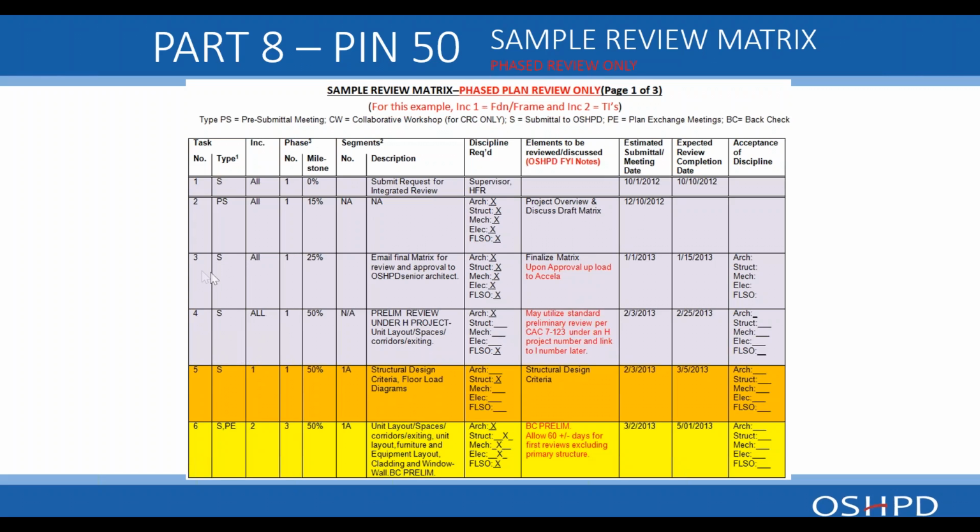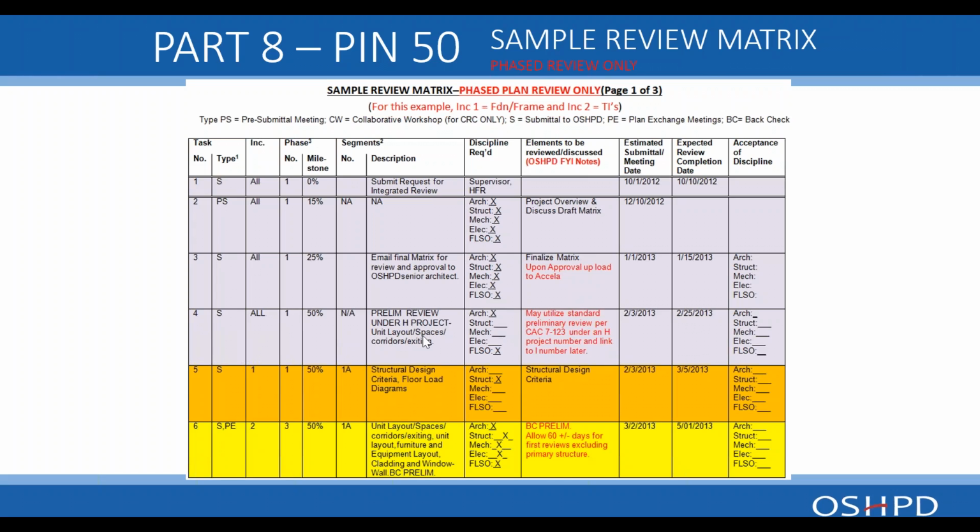This also shows a submittal of the finalized matrix. In the pre-submittal meeting, we discussed the matrix, and here we're finalizing the matrix so that the IRP can be approved. You'll notice these things are color-coded depending on the increment. This particular project, as we spoke about earlier using tools, used a preliminary review under an H project.